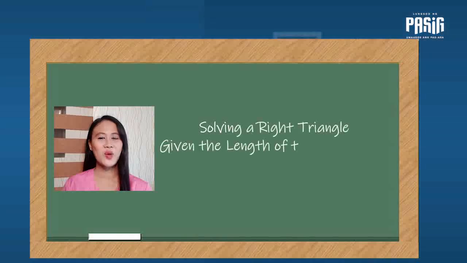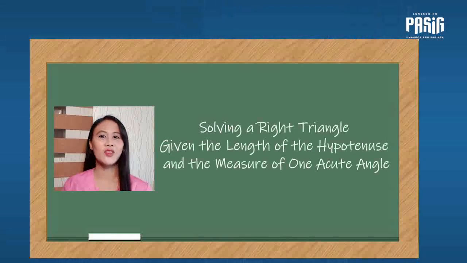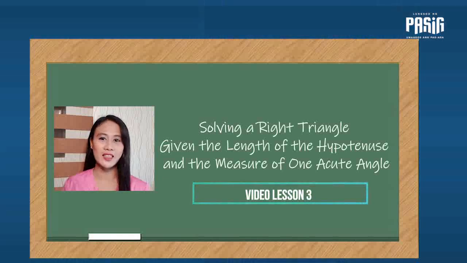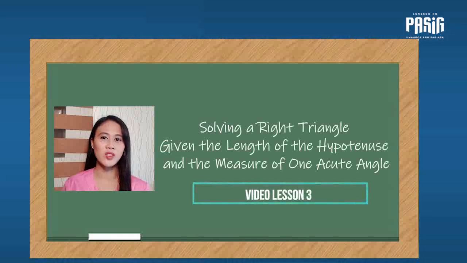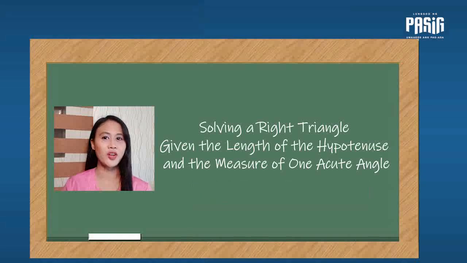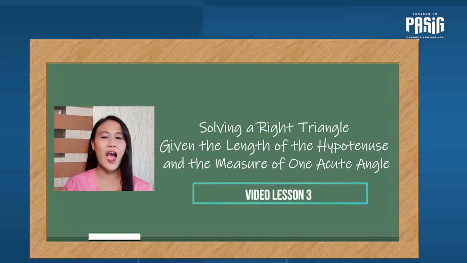Hi students, welcome to our math class. Today, we're going to have the second case of solving right triangles. This time, the given are the length of the hypotenuse and the measure of one acute angle. To check your prior knowledge about this topic, answer the pretest.